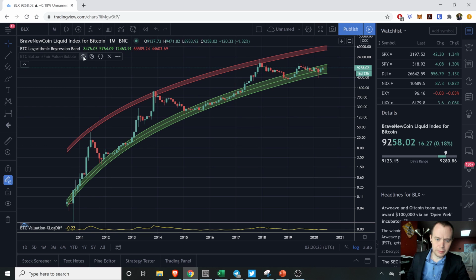Let me turn off the other one. This one shows just our accumulation region, our primary accumulation band, and then this one shows the peaks of the price of Bitcoin. So first peak up here, second peak, third peak.